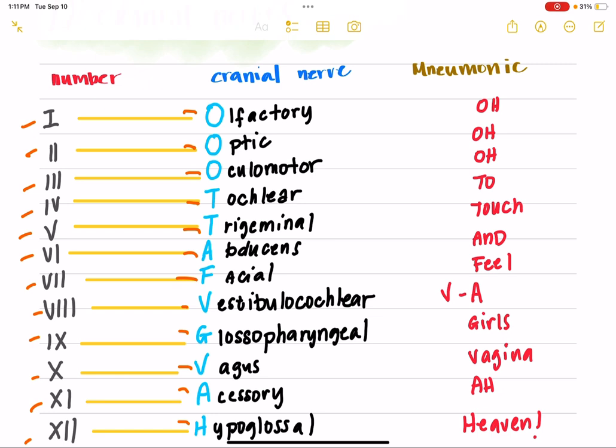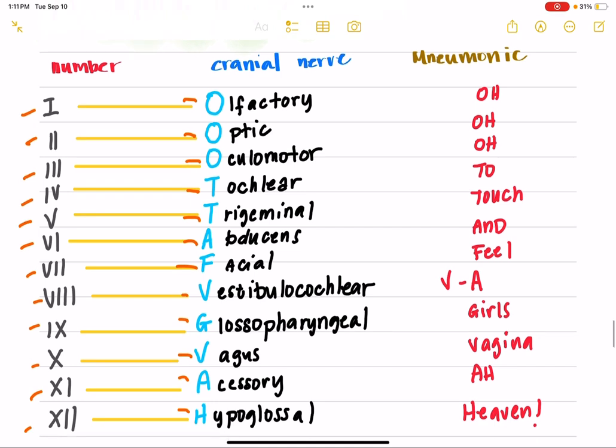So, ang cranial nerve number 1 is olfactory. Ang 2 is optic. Ang 3 is oculomotor. 4 is cochlear. And 5, trigeminal. 6, ang abducens. 7, facial. 8 is vestibular cochlear. Ang 9, glossopharyngeal. Ang 10 is vagus. 11 is accessory. And 12 is the hypoglossal. Okay? So, muna sila ang 12 cranial nerves.